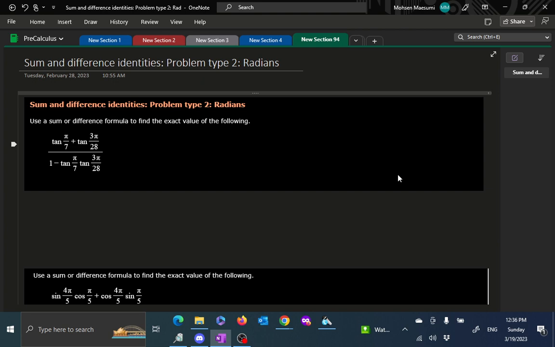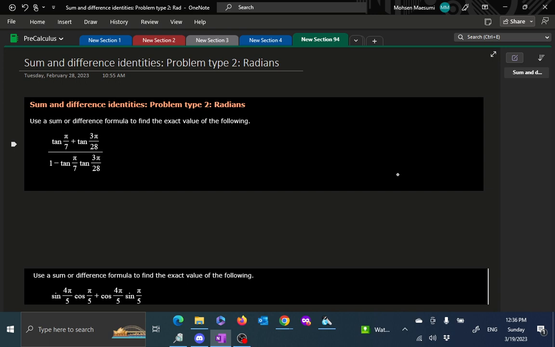Hi, welcome to our pre-calculus. Topic today is sum and difference identities, problem type 2, radians. So, identical to the previous lecture, except that over there we have degrees and here we have radians. Otherwise, it's the same ideas. So, let's go after the problems themselves.